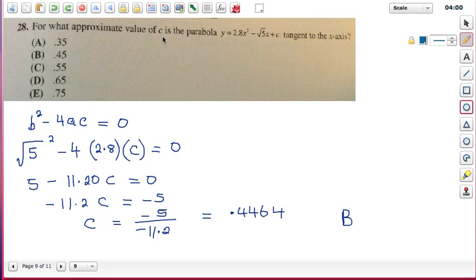For what approximate value of c is the parabola y equals 2.8x squared minus root 5x plus c tangent to the x-axis? You can see it's facing up, and for it to be tangent to the x-axis, the discriminant will have to be equal to 0. So plugging in all the numbers that you do know, root 5 squared minus 4ac, set that equal to 0 and solve for c. The answer is 0.4464, and that's exactly what they're asking for. They wanted the value of c here. And the answer would be B.